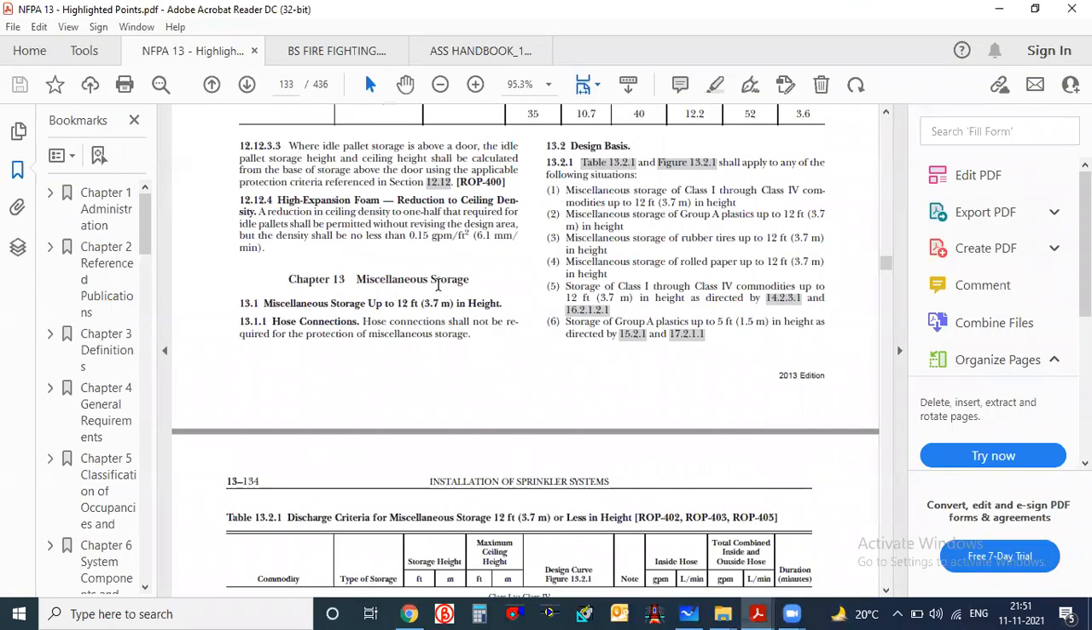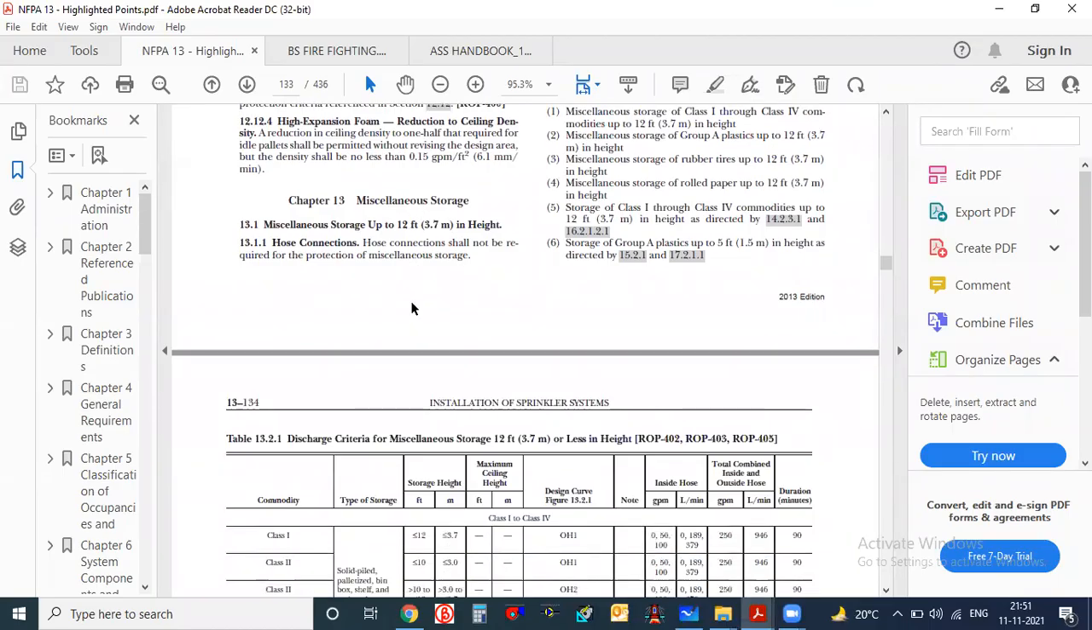Next topic, it is telling miscellaneous storage. Now here, miscellaneous storage means, I think, they are talking about the general storage, but keeping height in mind. They are giving priority to height. They are not talking about any type of storage, whether it is rubber storage or plastic storage, but they are just talking about the height. So first they have given storage.